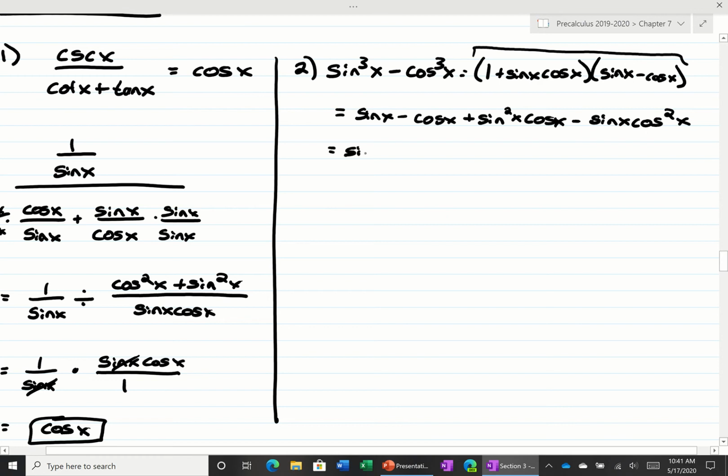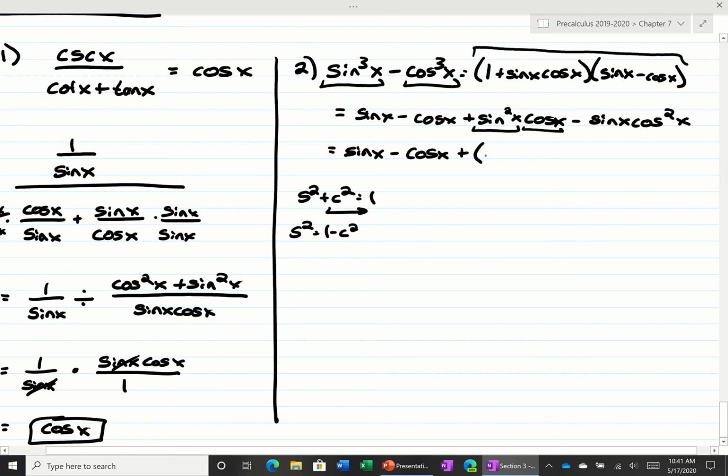We can't really do anything with the sine of x and the cosine of x, but I know that sine squared plus cosine squared is 1, and I have to get sine to the third and cosine to the third. So if I can convert this to a cosine, cosine squared times cosine is cosine to the third. So instead of sine squared, I'm going to write 1 minus cosine squared. And I'll do the same thing with this. Instead of cosine squared, I'm going to say 1 minus sine squared.